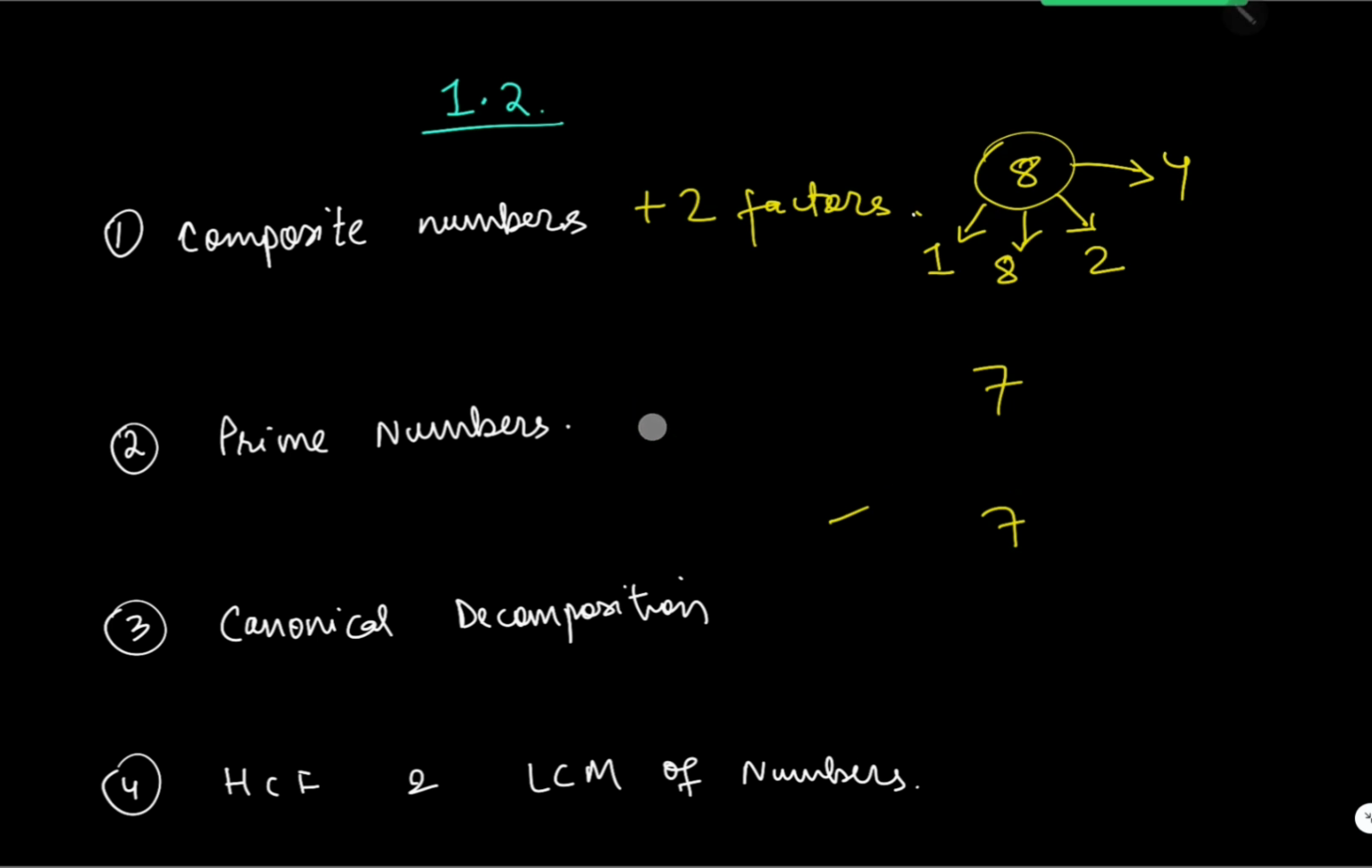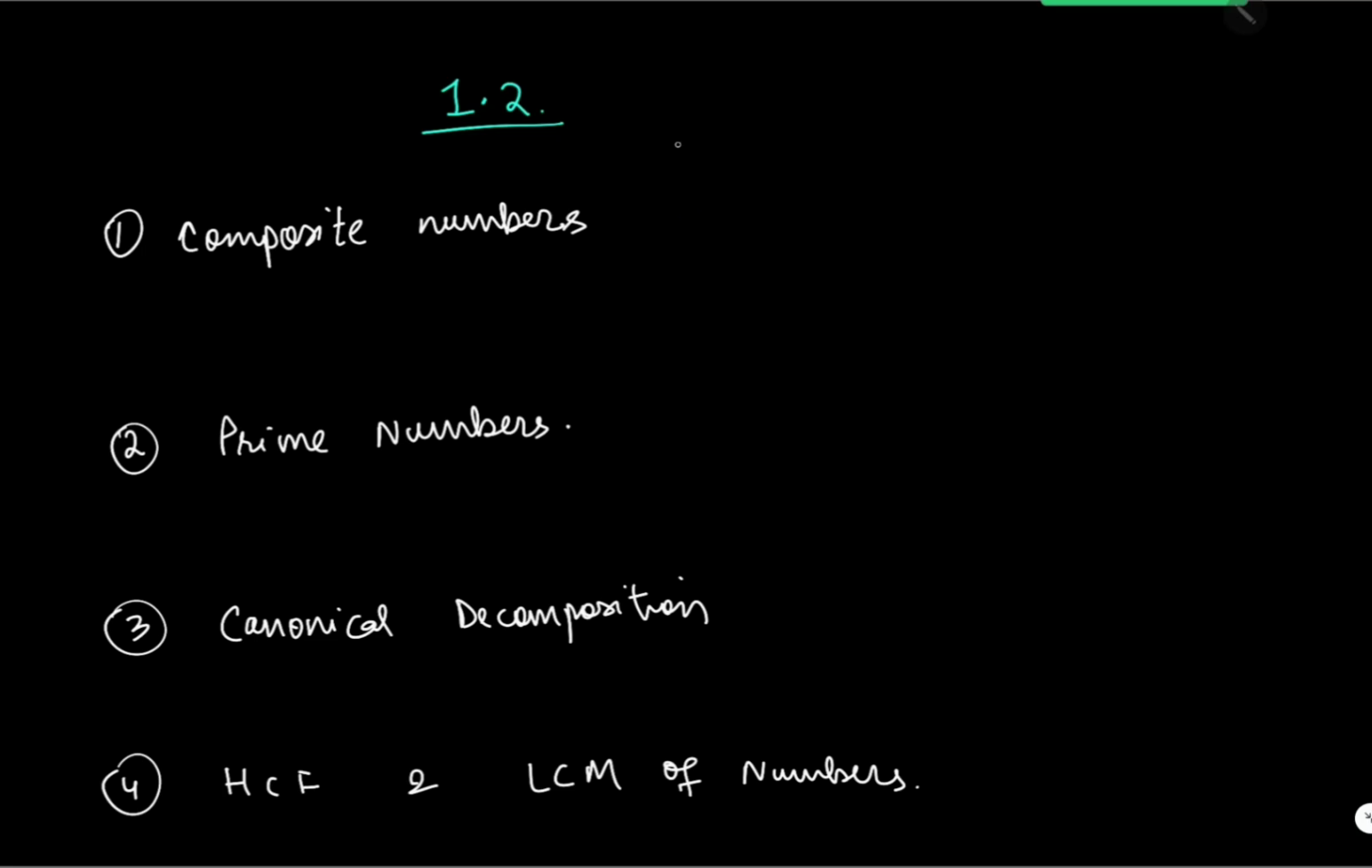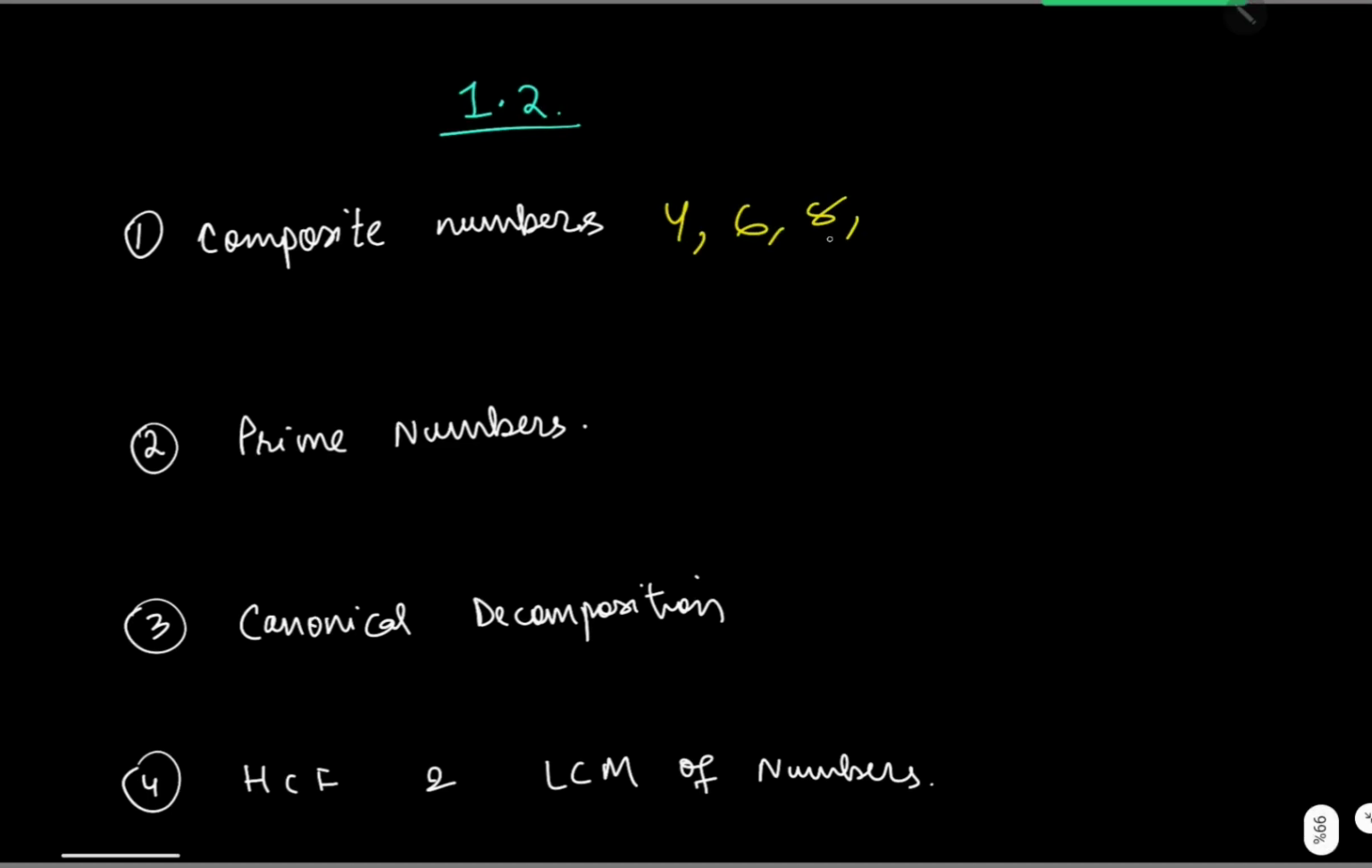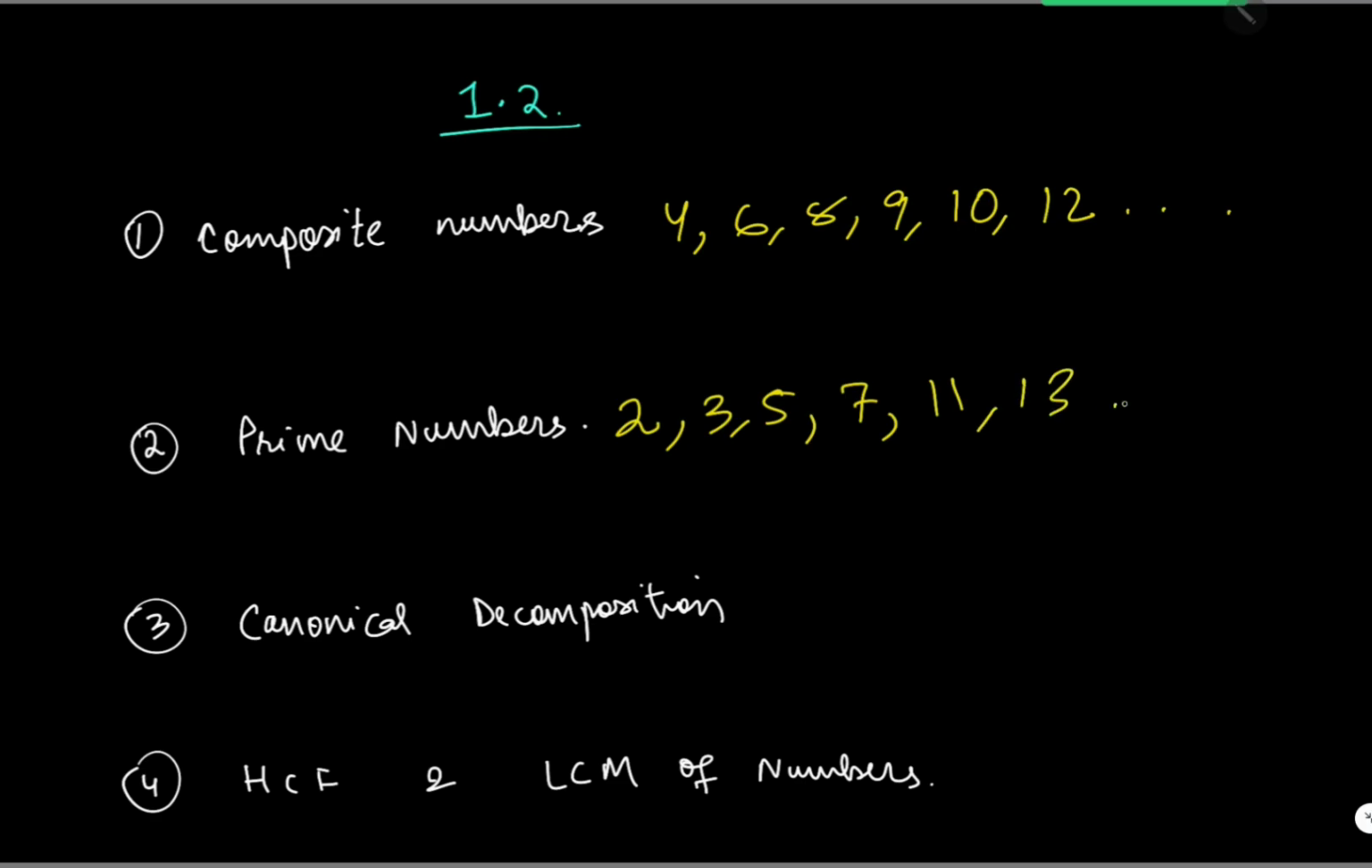Let me show you some examples of composite numbers and prime numbers. Number 4 is a composite number, number 6, composite, 8, 9, 10, 12. These are some examples of composite numbers. And as for prime, we will start with 2 and 3, 5, 7, 11, 13. These are the examples of prime numbers.